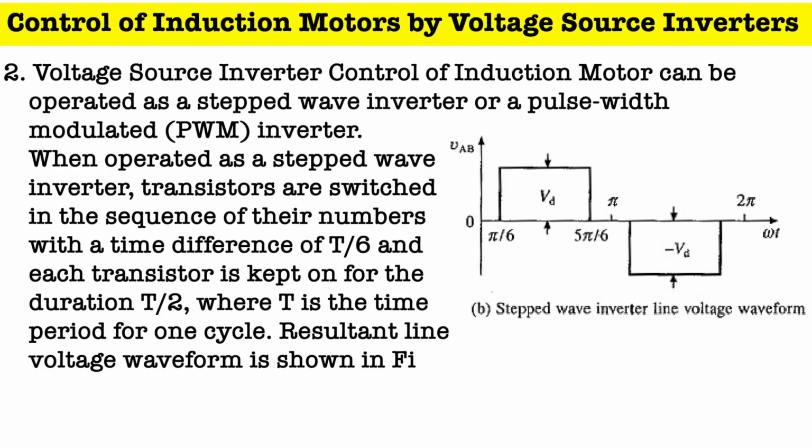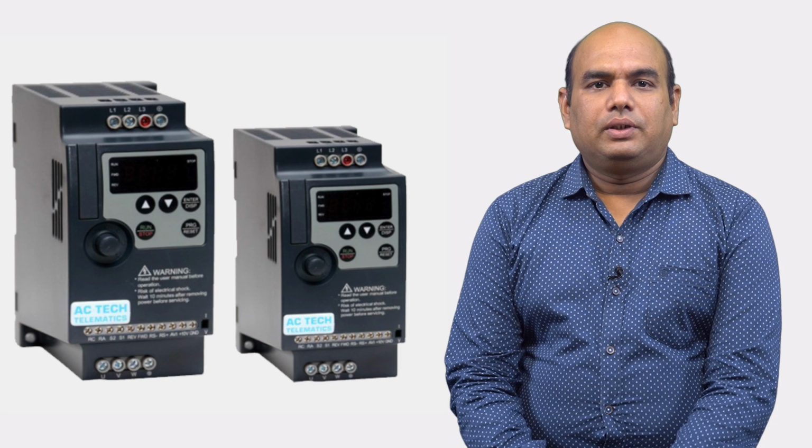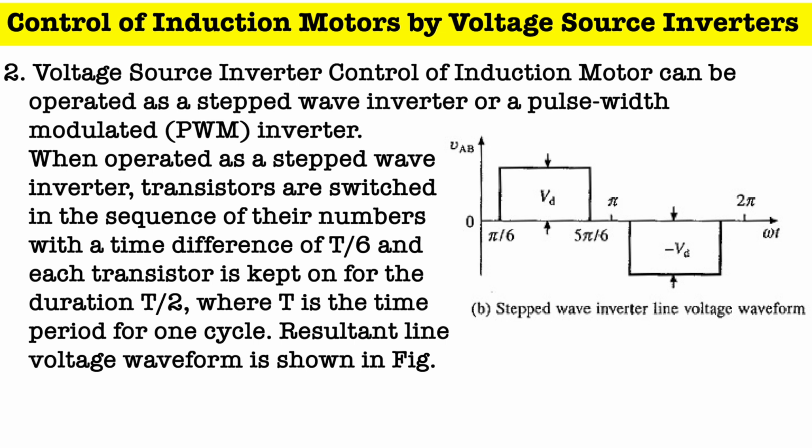Voltage source inverter control of induction motor can be operated as a stepped wave inverter or pulse width modulated inverter. When operated as stepped wave inverter, transistors are switched in a sequence of their number with a time difference of T by 6, and each transistor is kept on for the duration T by 2, where capital T is the time period for one cycle. The resultant line voltage waveform is shown in the figure.